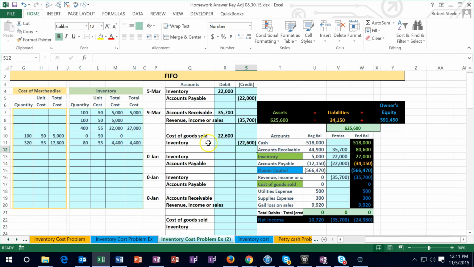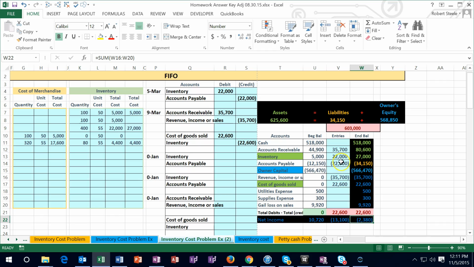So if we post that, what happens? Well, cost of goods sold in V17 equals this 22,600, making the cost of goods sold go up once I hit enter, and it'll make net income go down. So notice net income went down from a credit. So credits are good on net income, meaning credits are beating the debits.